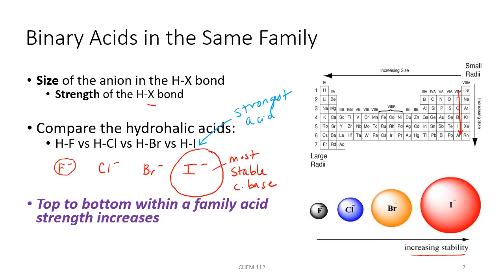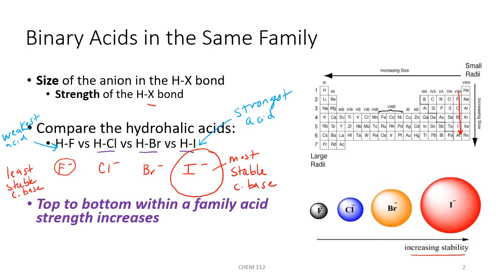Since fluoride is the smallest, that's going to make it the least stable conjugate base. And that would make HF the weakest acid of the group. In fact, hydrofluoric acid is the only hydrohalic acid that's actually considered a weak acid, whereas hydrochloric, hydrobromic, and hydroiodic, those three hydrohalic acids are actually considered strong acids, and that has to do with their conjugate bases being large enough that those electrons can actually spread out and it makes that base more stable.